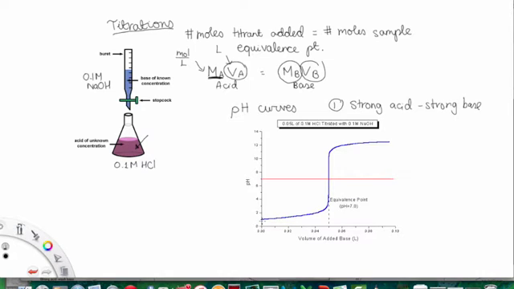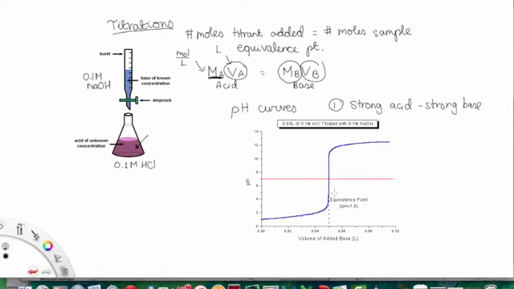So the pH starts low, and then it gradually increases as you keep adding the base that's dripping down into the flask, and then it reaches its stoichiometric point, or the equivalence point, at pH 7, where it has this huge vertical jump to a high pH value.